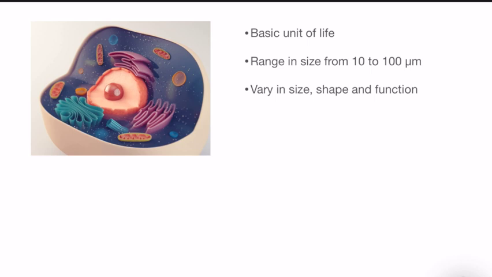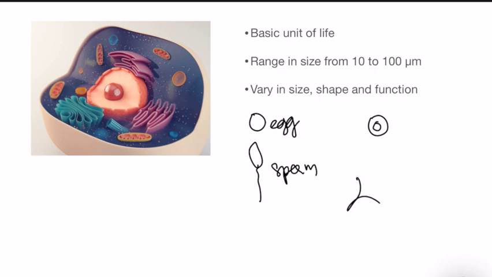Cells can range in size from 10 micrometers to 100 micrometers, and they vary in size, shape, as well as function. So just to elaborate on this point, speaking of human cells, an egg cell and a sperm cell have very different sizes. An egg cell is the largest cell in the body, and a sperm cell is one of the smallest cells in the body. Similarly, we can think of red blood cells and how their shape differs. We can think of a neuron and how its shape is different from a regular cell that we think of. When we think of a cell, we think of a round object, but cells can vary in shape, size, and obviously their function as well.